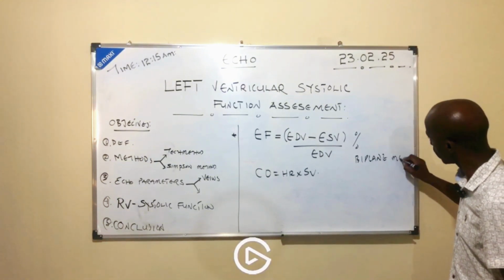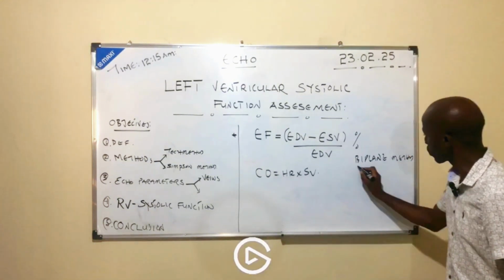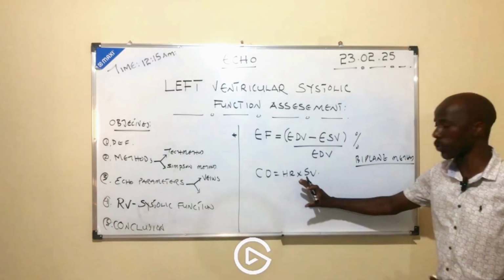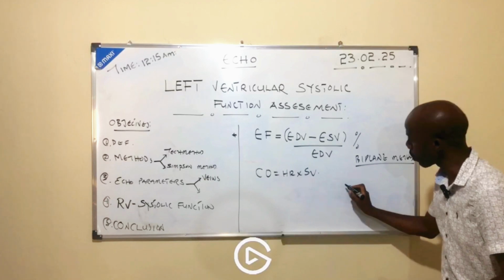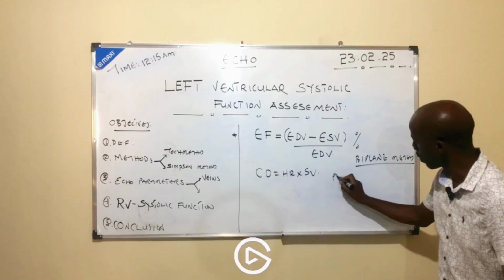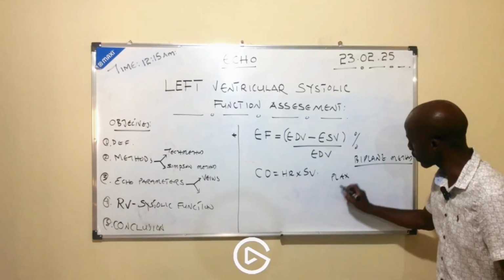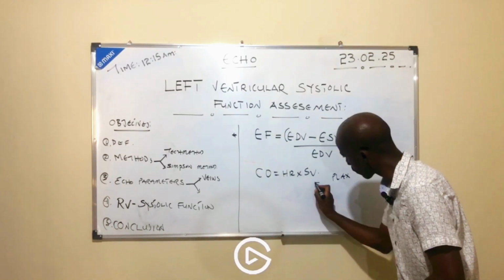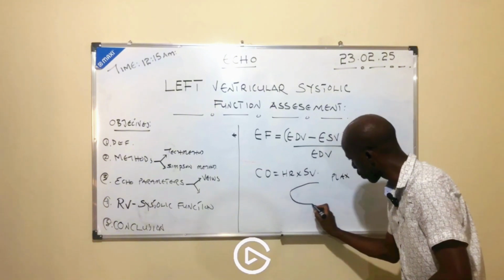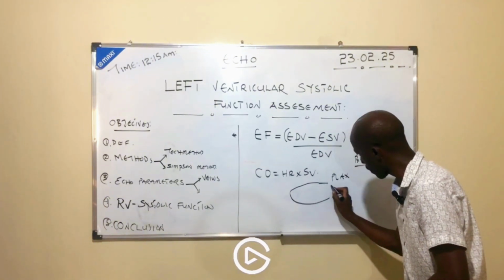This is the biplane method. So this is where we need to use this parasternal long axis view, parasternal long axis. So this is how you are going to have your parasternal long axis there.